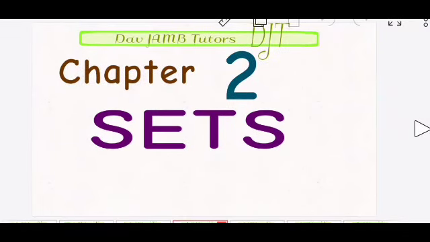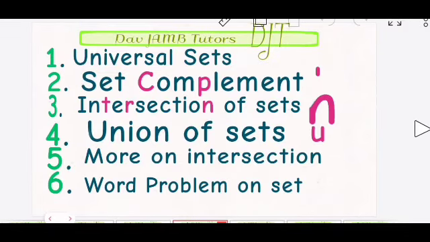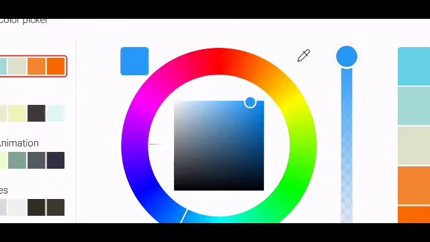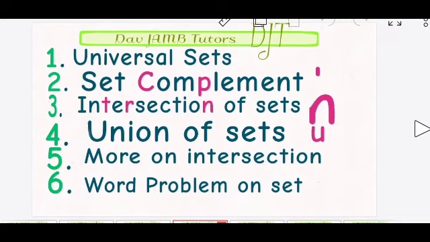The first category we are discussing is universal sets. We are discussing universal sets, set complement, intersection of sets, union of sets, more on intersection, and some other word problems. Those are the categories I grouped them into after solving them, so that you will understand it better.